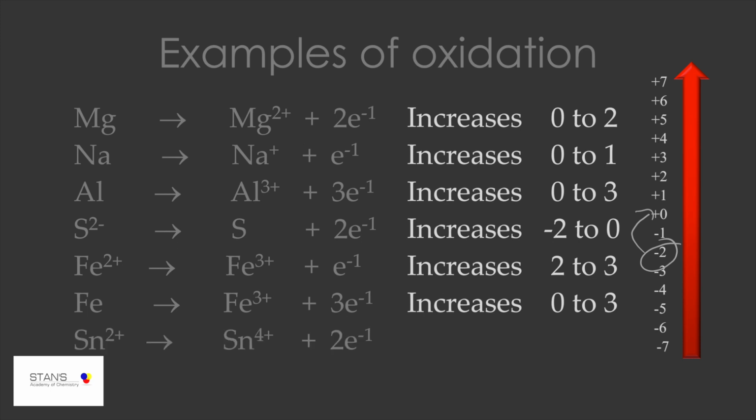And finally, Sn2+ changes to Sn4+. And this again represents an increase in oxidation number from 2 to 4. Therefore, all of these examples are examples of oxidation. And in all of these cases, we see an increase in oxidation number.